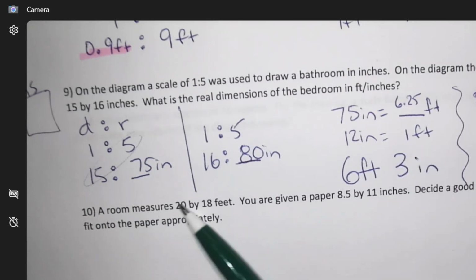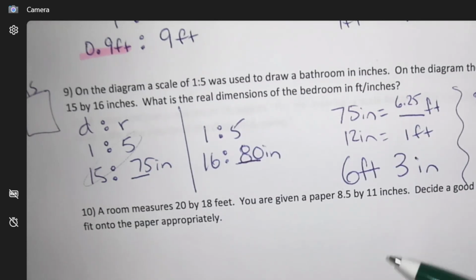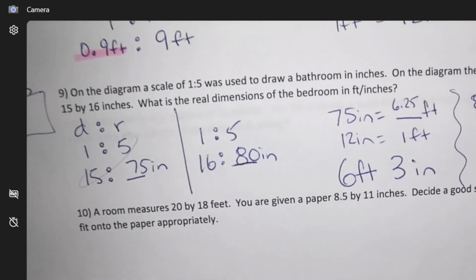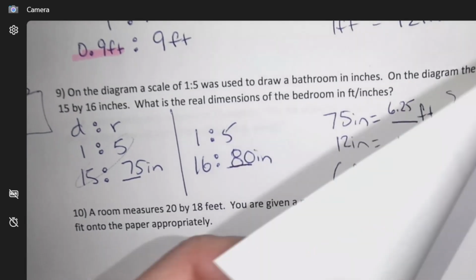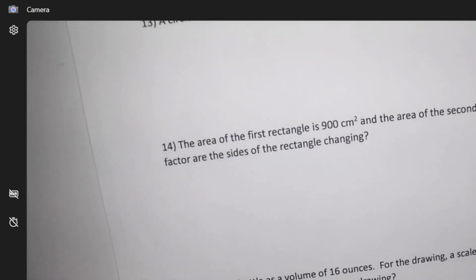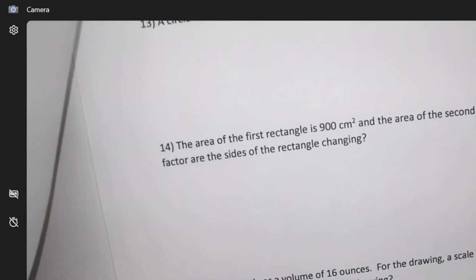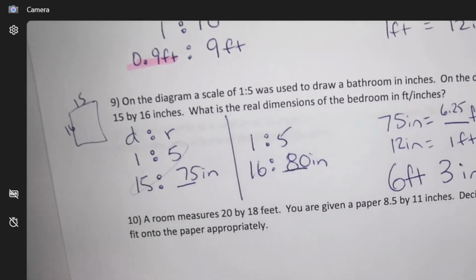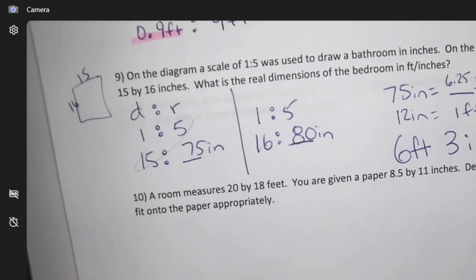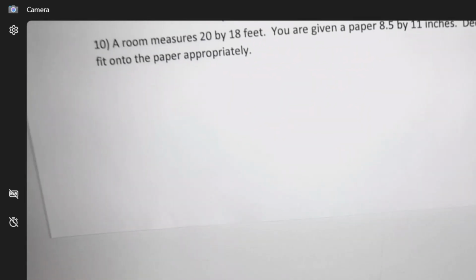Building construction stuff. Anybody take woods in grade 9 or 10? Is this kind of like, would you have done stuff like this? Kind of with inches and feet. Okay, let's go one more question and then let's call it a day and do the other half tomorrow maybe.